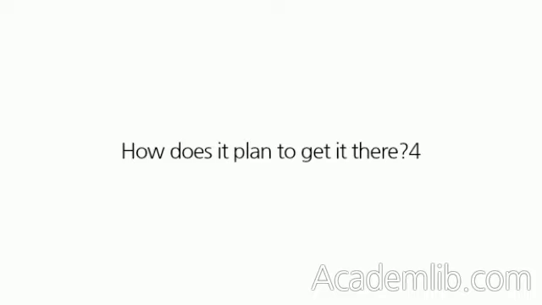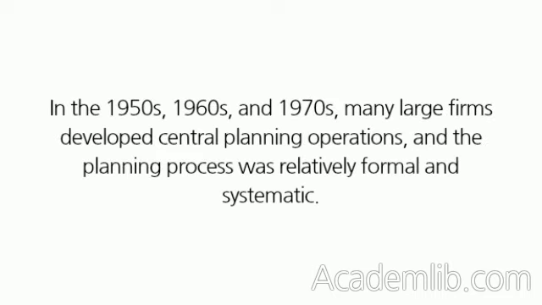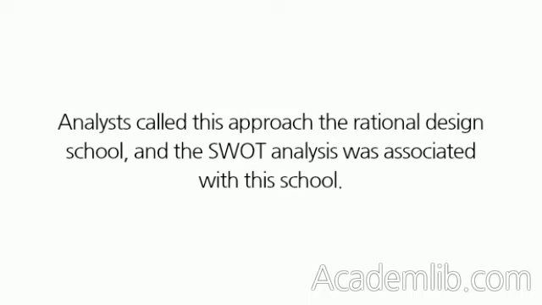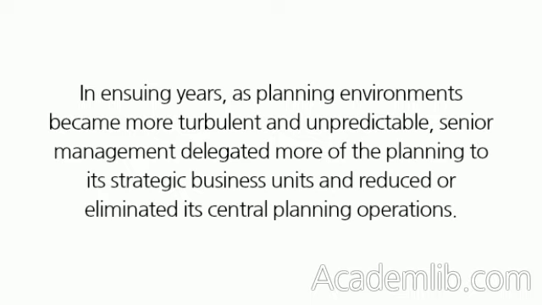In the 1950s, 1960s, and 1970s, many large firms developed central planning operations, and the planning process was relatively formal and systematic. Analysts called this approach the rational design school, and the SWOT analysis was associated with this school. In ensuing years, as planning environments became more turbulent and unpredictable, senior management delegated more of the planning to its strategic business units and reduced or eliminated its central planning operations.